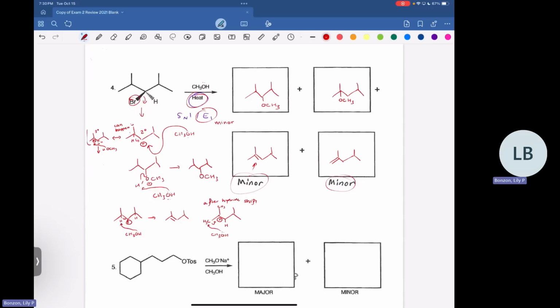In the notes where she does the SN1 E1 competition, she writes the percentages of how much is formed. For the example she gives for SN1 versus E1, it goes from like 97% SN1 and 3% E1. With heat, it goes to like 80% SN1 and 20% E1. So it's still a minor product. It's just that you can form a little bit more of it.